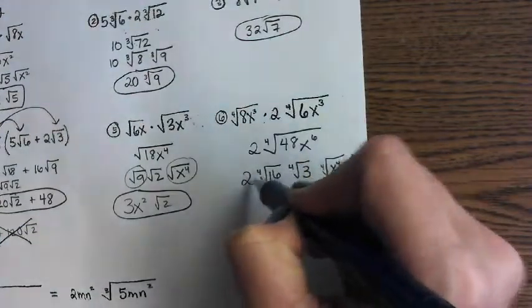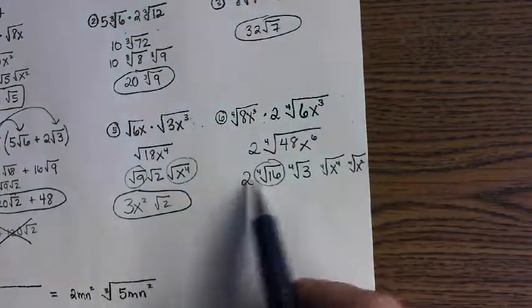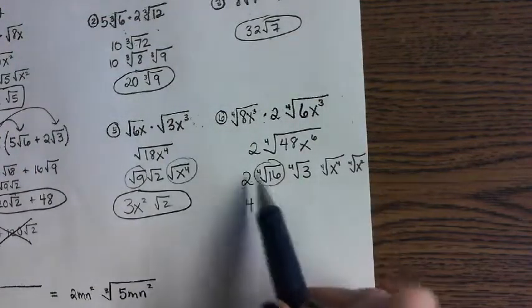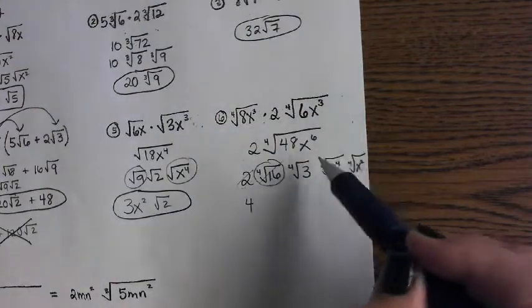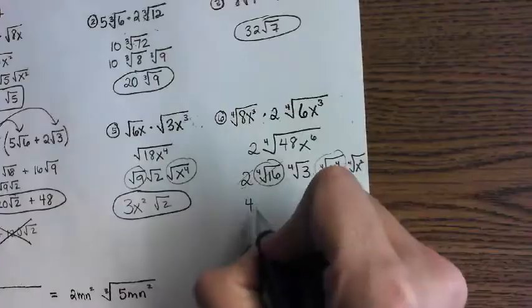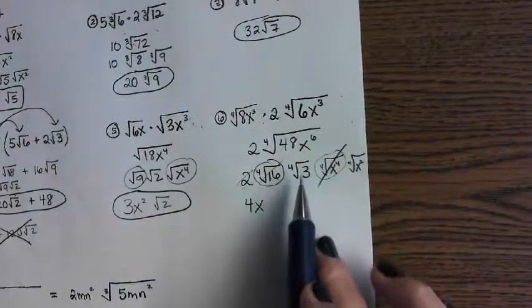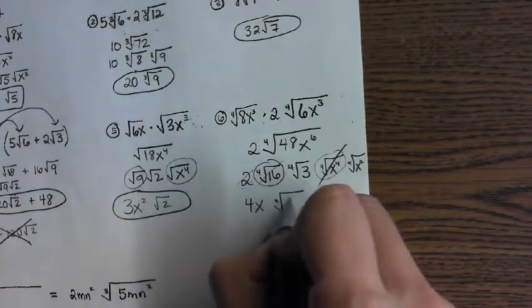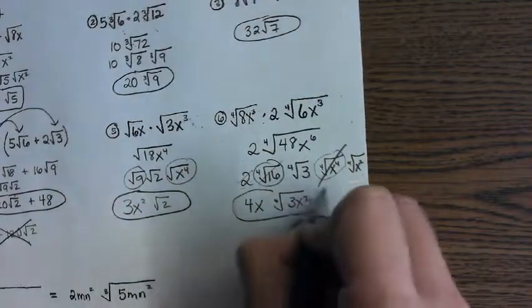So I've got the 2 there. The 4th root of 16 is another 2. So 2 times 2 is 4. That covers those 2. And then the 4th root of x to the 4th is just x. And then these 2 are stuck under the radical. So 4th root of 3x squared.